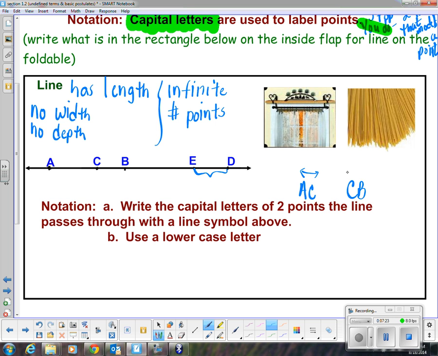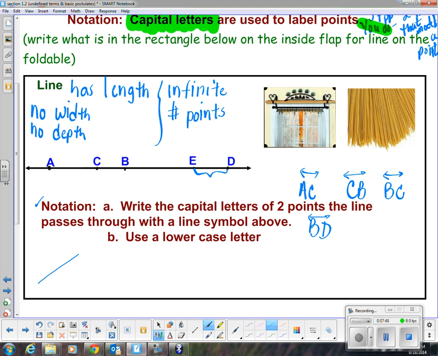So I could call it BC, and again, with a line symbol above. I could call it CB, I could call it BC. I could call it BD. I have lots of different ways, because I put so many points on here, identified them, that we could refer to this line. So this is one way of notation for a line, and that's using 2 points on the line with the line symbol above.